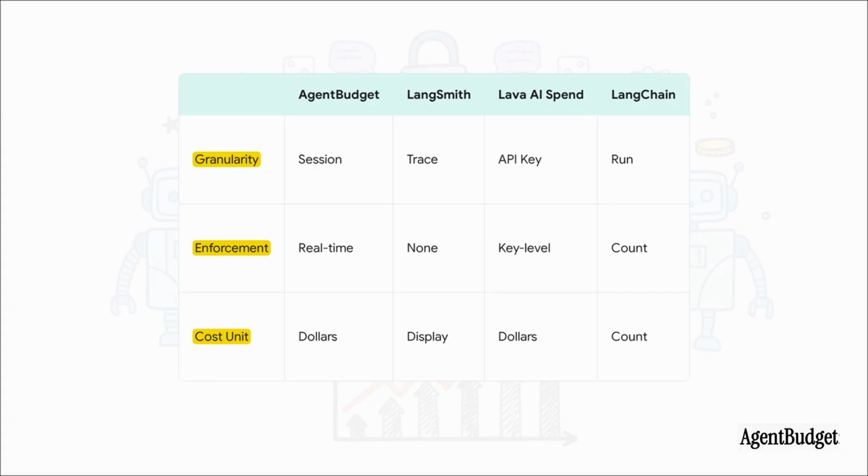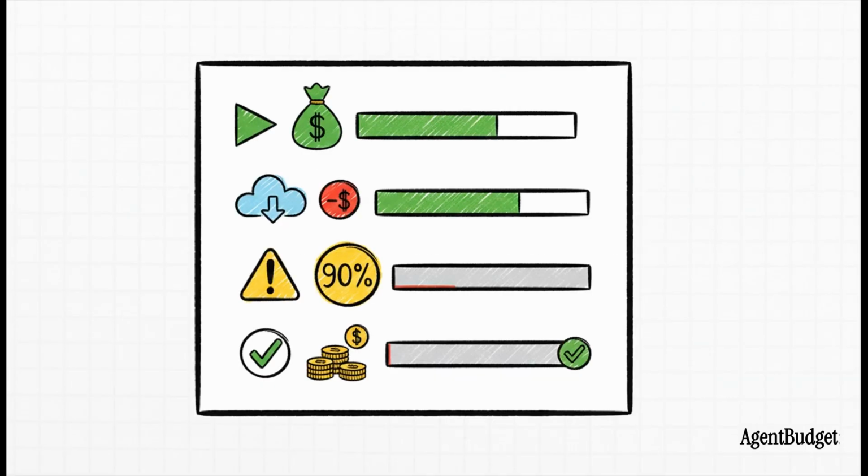Now, this comparison table really shows where AgentBudget shines. You've got observability platforms like Langsmith, which are fantastic for analyzing things after they've happened, but they don't actually enforce limits in real time. Other tools might cap spending at the API key level, but that doesn't help you for a single runaway user session. AgentBudget is pretty much unique in that it gives you real-time, per-session enforcement, and crucially, it thinks in dollars, not abstract tokens.